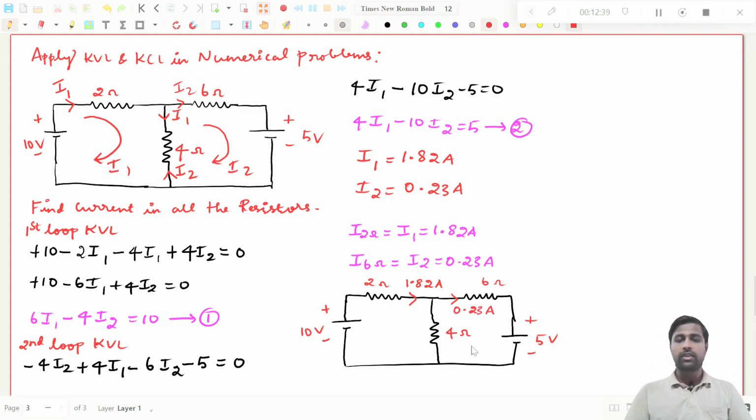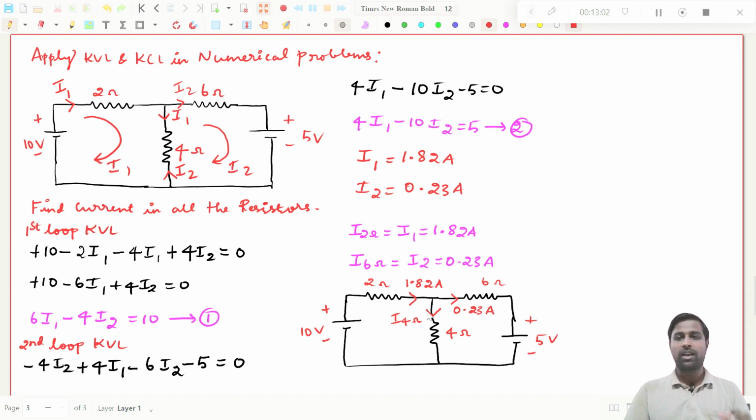Now I need to find the current in the 4 ohm resistor, and I don't know the direction of the current. So I am going to assume that this current will be like this. I am putting this as I through the 4 ohm resistor, right? I need to find this value now.